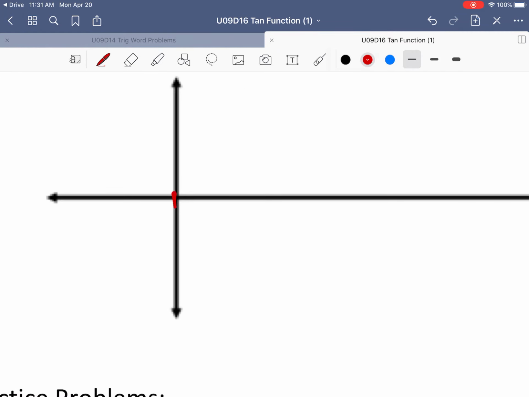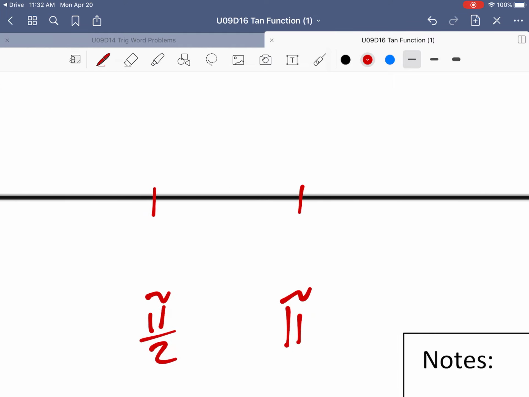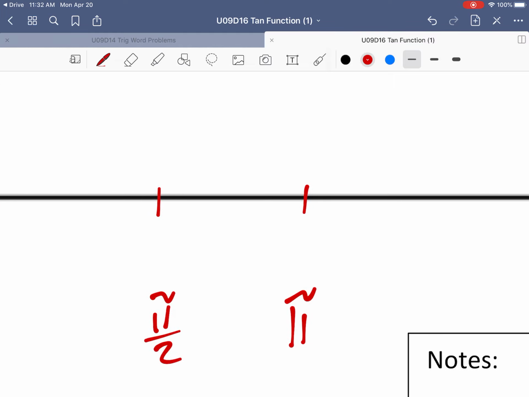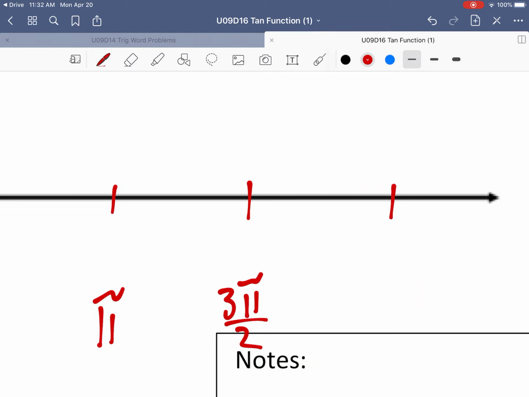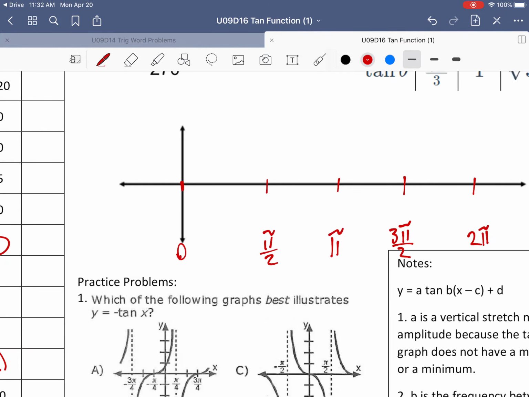So this will be 0 degrees, or 0 pi. This will be 90 degrees, or pi over 2. Then we would have 270, which is, well, wait, that's 90 degrees. So then we'd have 180, which is pi. We'll go to 270, which is 3 pi over 2. And then we will go to 2 pi, or 360 degrees. All right, that's the plan.